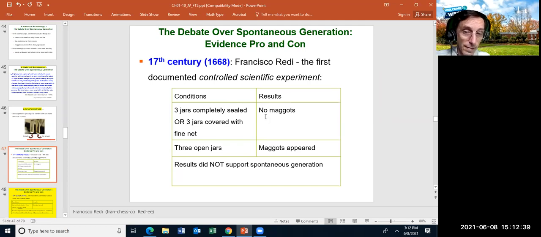What happened is the maggots come from the flies coming to the open jar, landing on the meat and laying eggs in the meat, which then give rise to the maggots. And because he had the covered jar or the one covered with the wire mesh, that kept the flies out, and so there were no maggots in these 6 jars. And that was the first evidence that spontaneous generation did not occur.